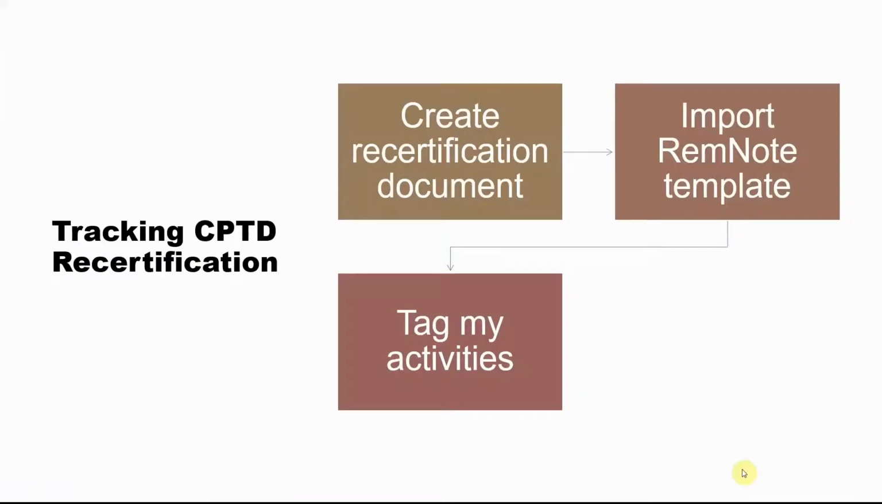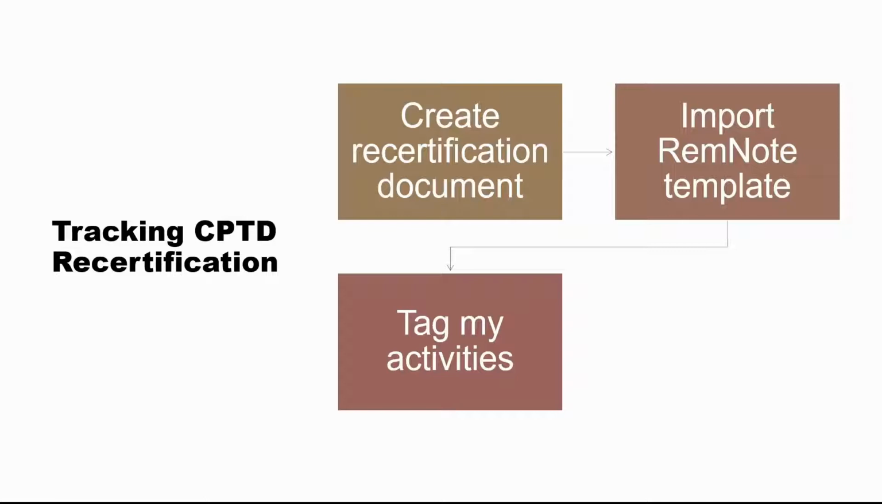The first thing that I'll do is create that recertification document that I opened on, and I'll show you that. The second is to use a RemNote template, and I'll have the link below available for you to import if you'd like to use mine or draw from it, change it, use it in a way that's good for you. And then the last is to tag the activities both with the template and with the recertification document, and then that pulls it all together and lets me put in the information that I need.